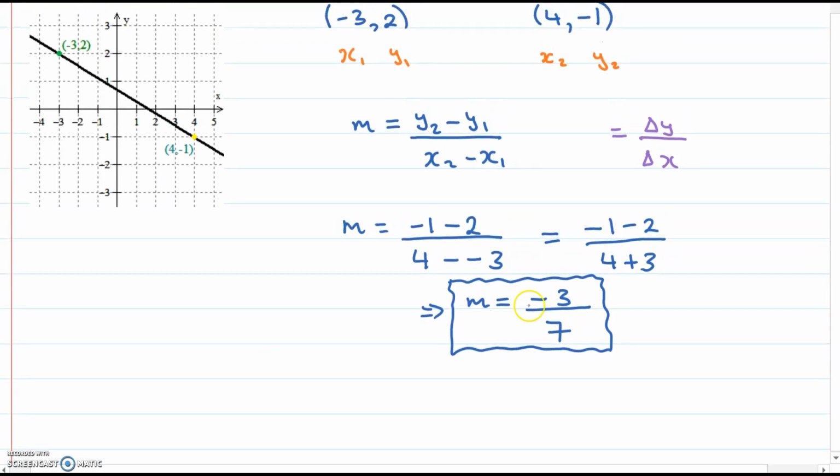Let's look back at a couple of things. We've got that the slope is negative, and when we look at this line, and we follow this line from left to right, it is going downhill, so that would be correct.